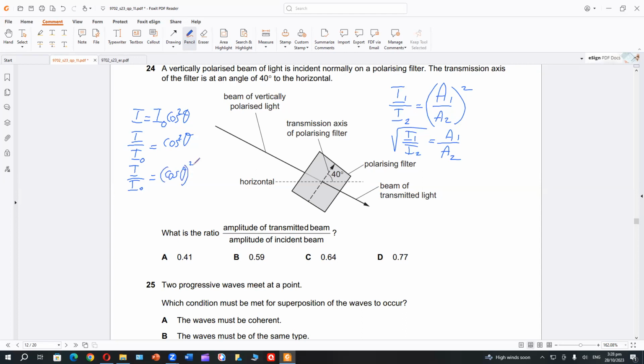This is the next step. The calculator should be in degree mode. So cos 40 squared will be 0.59. And then we square it? No, it's just cos 40 squared, which is 0.58. And if we take the square root of it, 0.76, or 0.77. We have to check the working, 0.77.